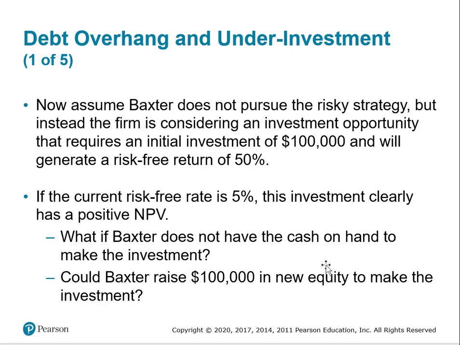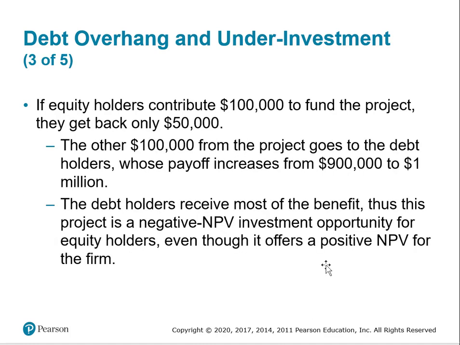What if they don't have cash on hand to make the investment? Right? So how are they going to get this $100,000? They could raise $100,000 in new equity. If the equity holders contribute $100,000 for the project, they get back only $50,000. So the other $100,000 from the project goes to the debt holders, whose payoff increases again from $900,000 to $1 million. So the debt holders receive most of the benefit.